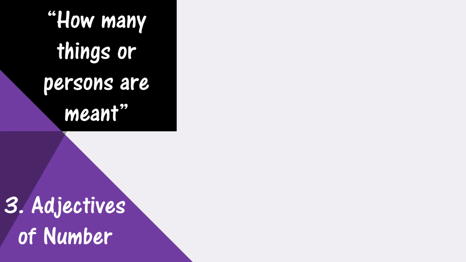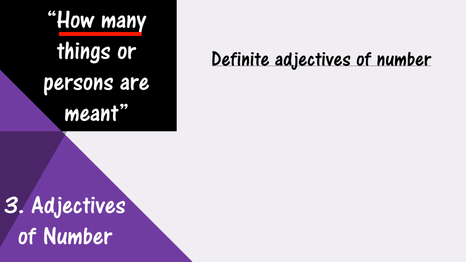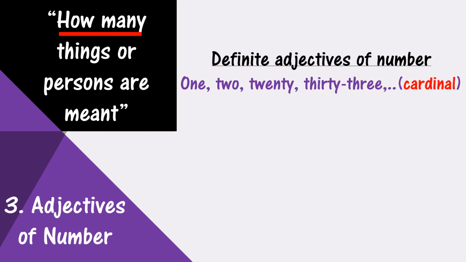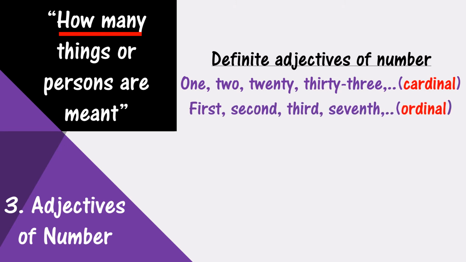Adjectives of number refer to things that can be counted, even if it is an indefinite or definite amount in a sentence. Now, what do you mean by definite amount? It means that these are numbers and amounts, both cardinal numbers like 1, 2, 20, 33, etc. and ordinal numbers like first, second, third, seventh, etc. So these are called definite amounts of things.